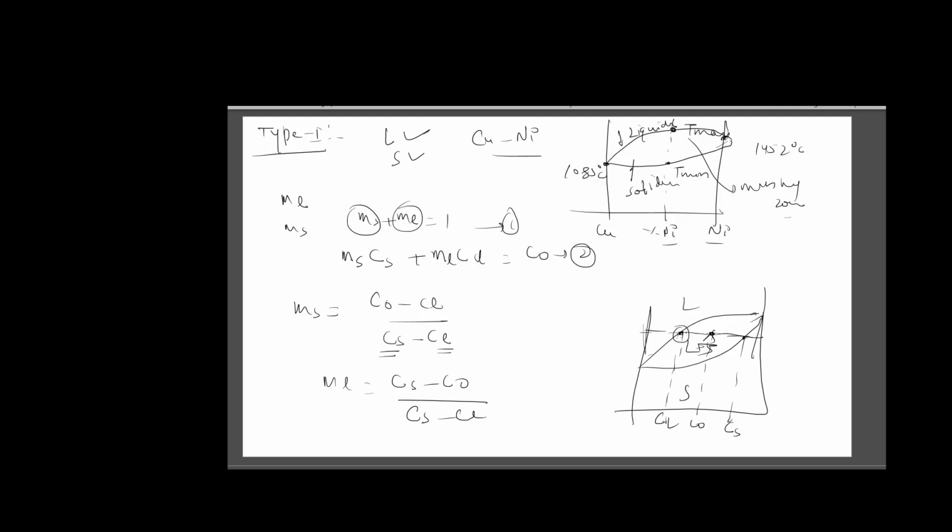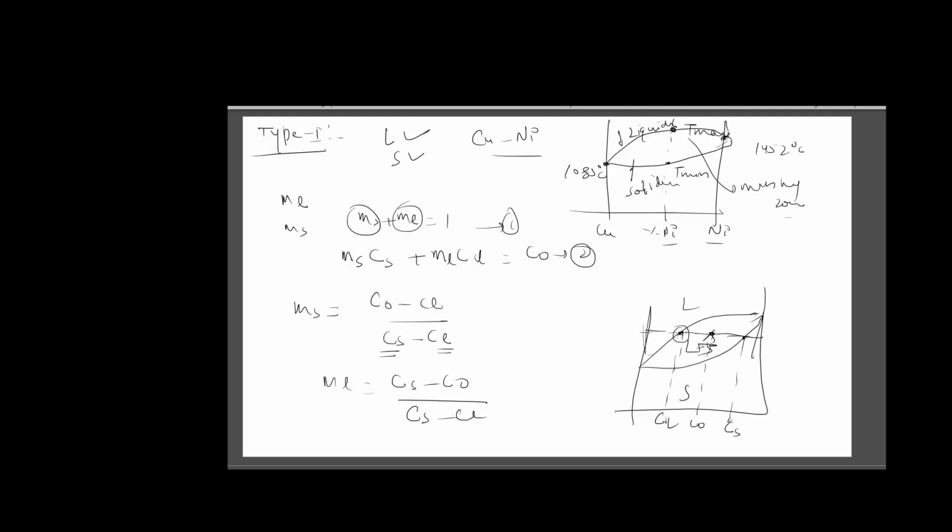Now there are certain conditions which you have to remember. First, the lever rule can be applied in a binary phase diagram. On the phase diagram, any line which separates the liquid phase from the mushy zone is called liquidus, and the line that separates the mushy zone from the solid phase is called solidus.